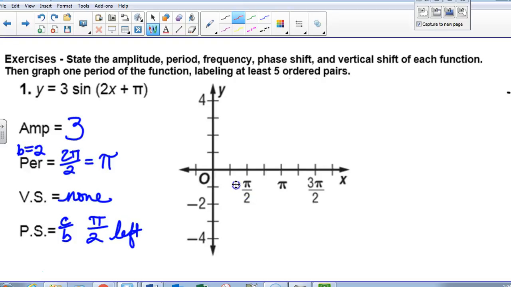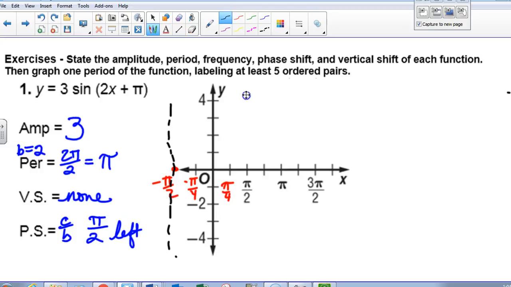If this is pi over 2, what's this halfway to pi over 2 business? Pi over 4. So this would be a negative pi over 4. And over here, out here around the end of the arrow would be a negative pi over 2. So if this graph is shifted to the left pi over 2, it's going to start here. Now it's going to finish, it's not really starting, it's continuous, but it's going to finish one cycle pi later. What's pi later from negative pi over 2?